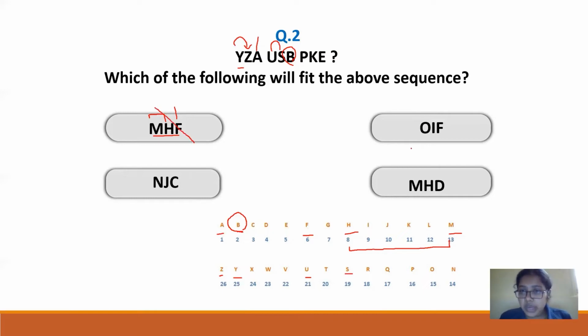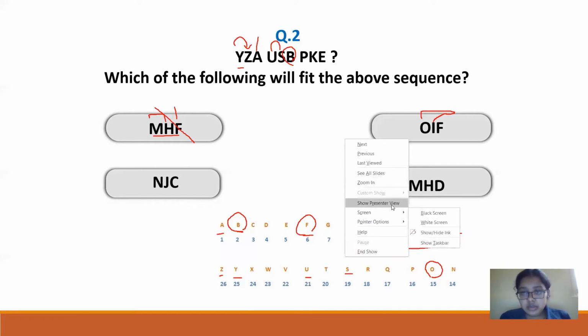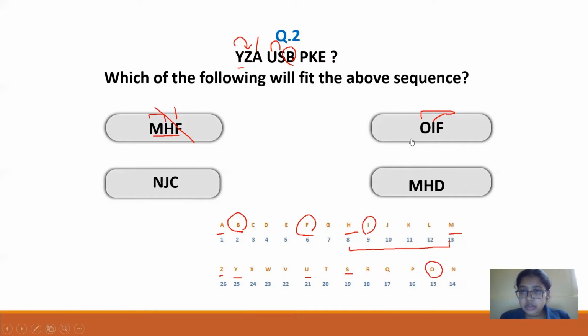Let's see it for O, I, F. So over here, O, then I, and then F. Let's see whether the subtraction between these two numbers, O and I, gives us F or not. So O and I means 15 minus 9. What we get? 6. Means OIF is the correct option. So we have the option OIF.